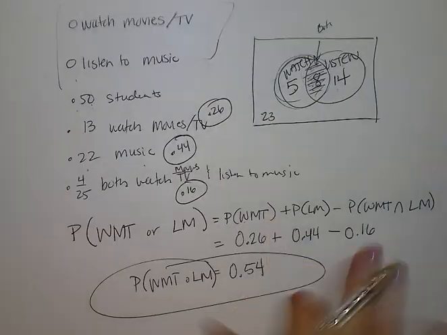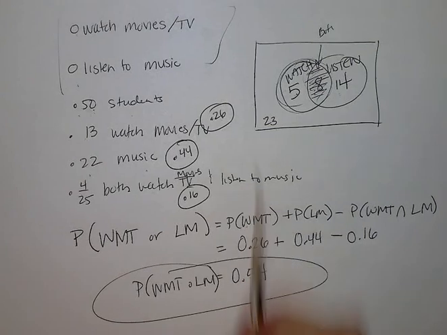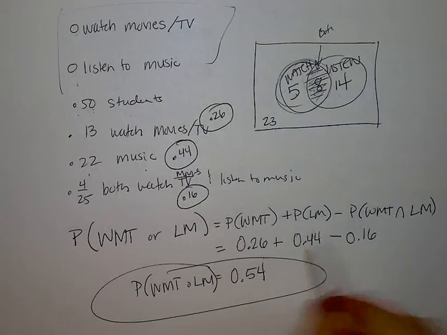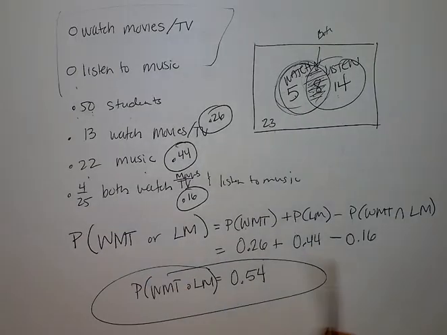Okay, so what percentage watches movies or TV? 0.26. What percentage listens to music? 0.44. Subtract where they intersect, means what they do for both, which is 0.16. Plug it into the calculator to get an answer.